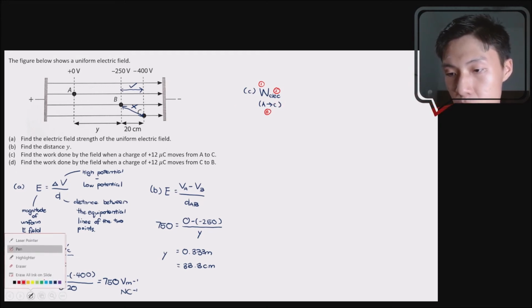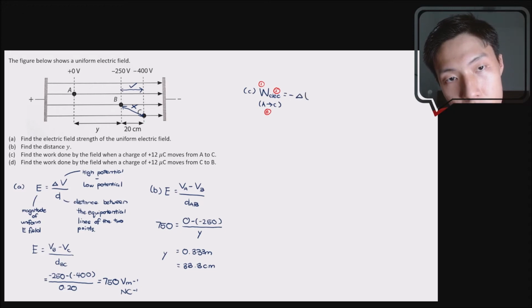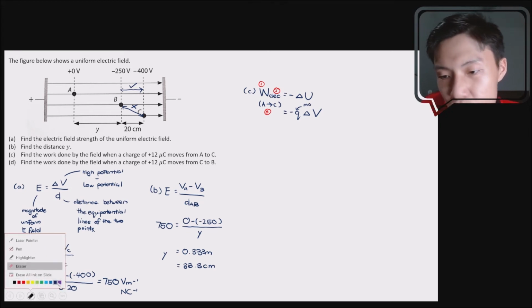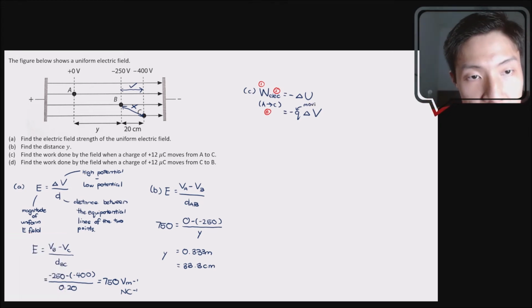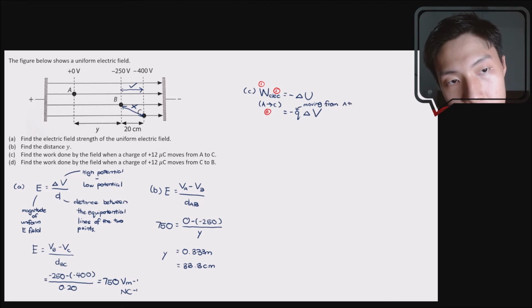Okay, so since this is work done by electric force, you know that the equation will be equal to negative delta U, which if you expand, becomes negative Q delta V. So this is the charge that is moving. This is the charge that is moving from point A to C. Okay, it's not the charge that is producing the electric field or something. It's the charge that is moving from A to C. Okay, so this one is always final minus initial. If it involves motion of charge, it's always final minus initial.